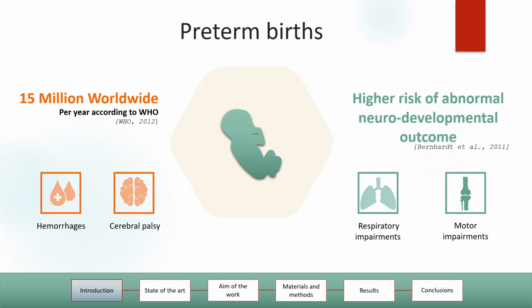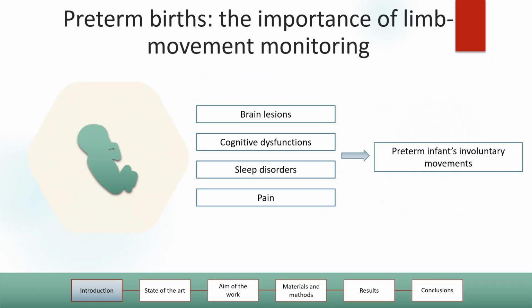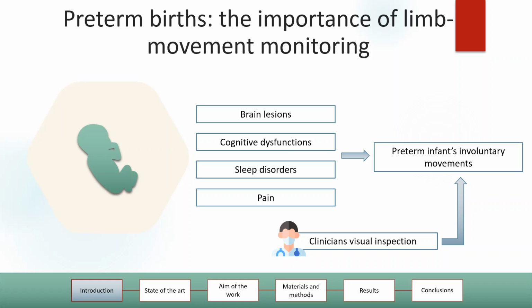Hemorrhages, cerebral palsy, respiratory and motor impairments are among the major adverse implications of preterm birth. Infant spontaneous motility is a valuable diagnostic and prognostic index of brain lesions, cognitive dysfunctions, sleep disorders, and pain. For this reason, clinicians have to pay particular attention to monitoring infants' limbs in order to notice an early issue. However, this kind of evaluation is time-consuming, prone to clinicians' fatigue, and susceptible to intra- and inter-clinician variability.